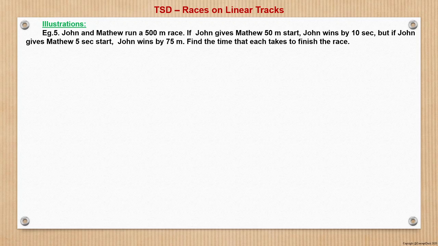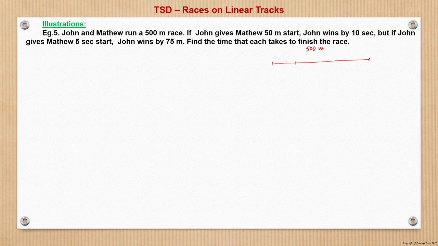Find the time that each takes to finish the race. So let us see what happens. Case 1 says that John and Matthew run a 500-meter race. If John gives Matthew a 50-meter start, so that is when the total is 500 meters.